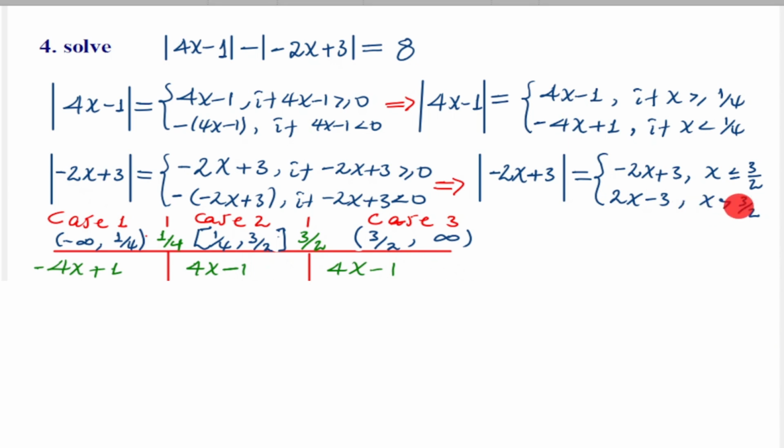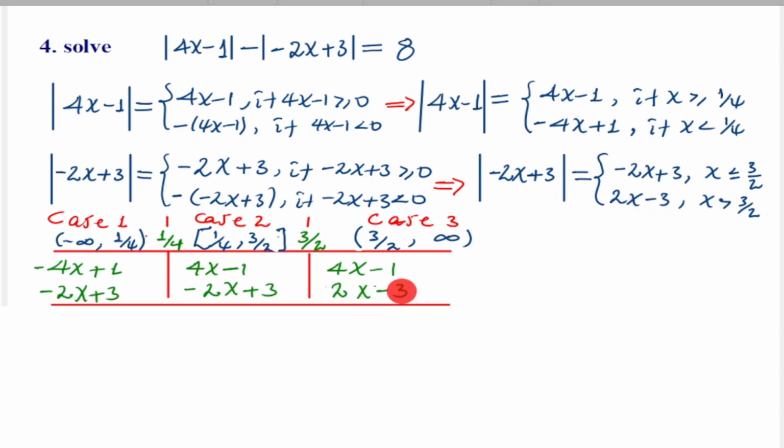Okay, when x is greater than 3 over 2, the absolute value of minus 2x plus 3 is 2x minus 3. Here we write 2x minus 3. When x is less than or equal to 3 over 2, the absolute value of minus 2x plus 3 is minus 2x plus 3. Here on this interval, x is less than 3 over 2. So we write minus 2x plus 3.